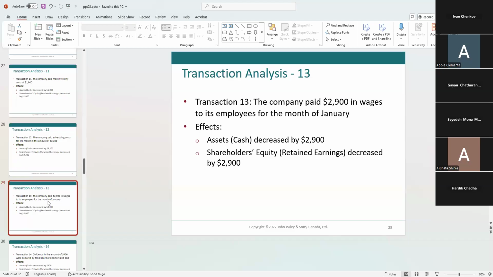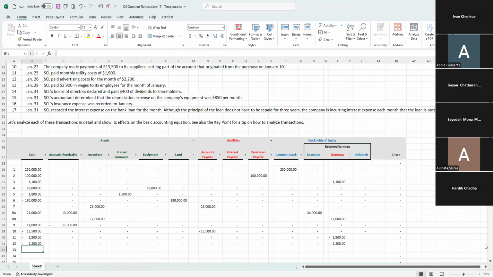Let's go to another one. Now we have to pay our employees for the month of January. And we pay them $2,900 wages. Let's do that. How are we going to pay them? Cash. Decreasing cash, $2,900. And what are we going to increase now? Expenses, $2,900.